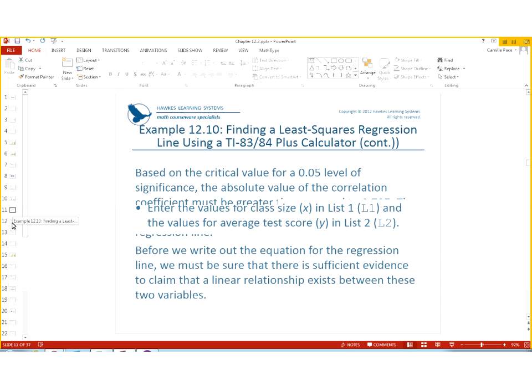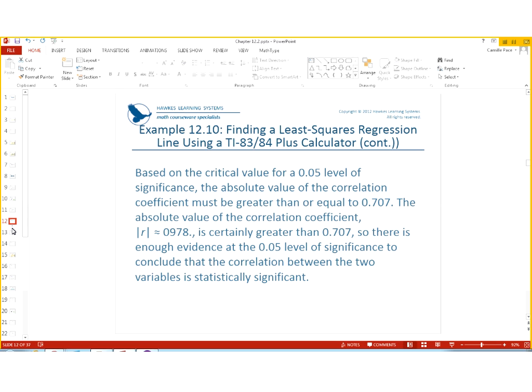Okay, so when we look at the critical value for the 0.05 level of significance, we go to the table in the back of the book, and we get 0.707, because we need to figure out our n and our level of significance. We did this in 12.1. And then we're going to take the absolute value of r, because it was negative, now we make it positive. So we can say that 0.978 is definitely greater than 0.707. So there's enough evidence to say that there's a significant relationship.